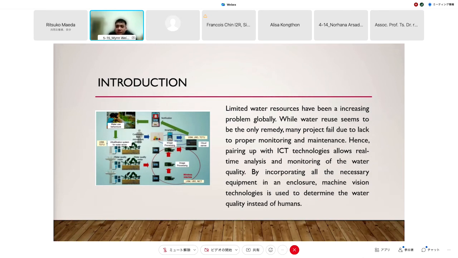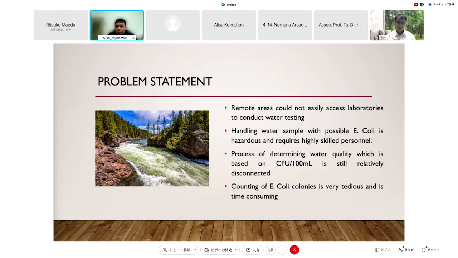And by using advanced technology like machine vision, we can determine the water quality and count the colonies of E. coli or any kind of bacteria in the water, instead of humans counting it manually. One of the problems we face is that with the technologies of previous years, we have to test the water in big labs, but remote areas could not access the lab so conveniently. So this is one of the problems we found during this project.